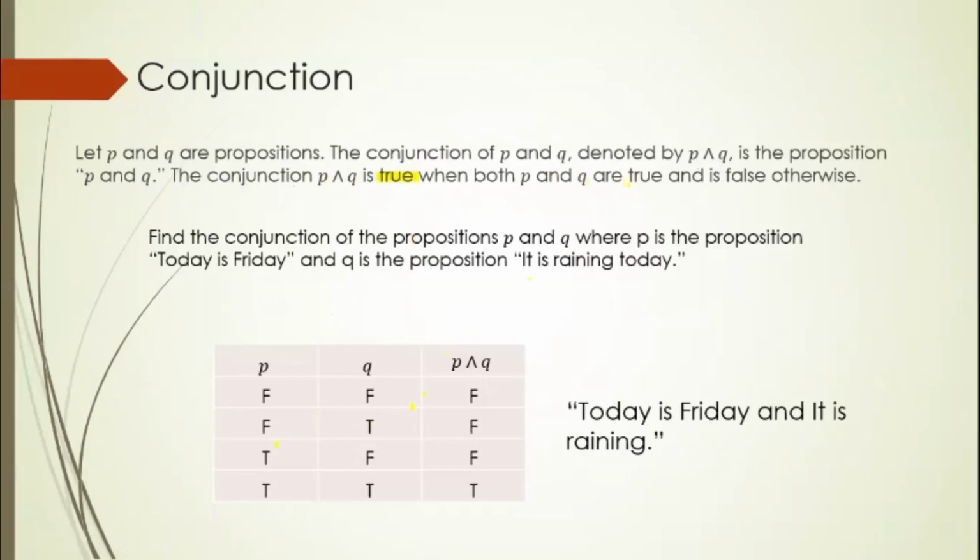So let's see, where's that condition? It says here that when your P and Q are true, that is the only time that this statement would be true and it is false otherwise. As you would see, all the other values here are false. So that is the only time that we will have a true truth value, if both our P and Q are true.